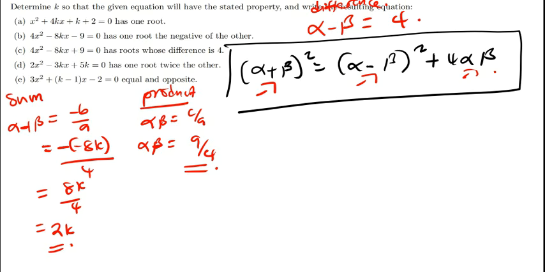So alpha plus beta is 2k, but it is squared, so square it. Alpha minus beta is 4, but it is squared, so you square it. Plus 4, alpha times beta is 9 over 4.